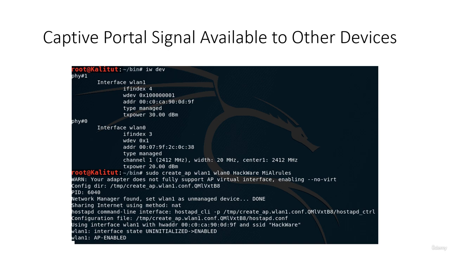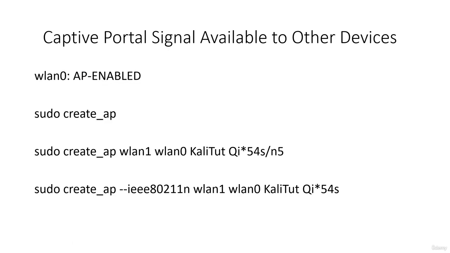If you want to create a password protected AP, then use a command like this, wlan0 AP enabled. As you can see, previously our AP was enabled. So now you use a command to create a password protected AP. So sudo create_ap. For example, in order for my AP to have a password, this is the password. So I use this command as previously told. This is my name, Kali tutorial.